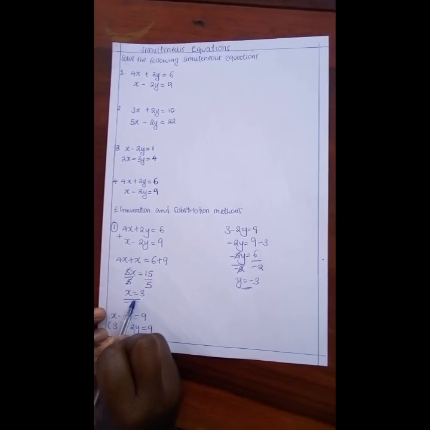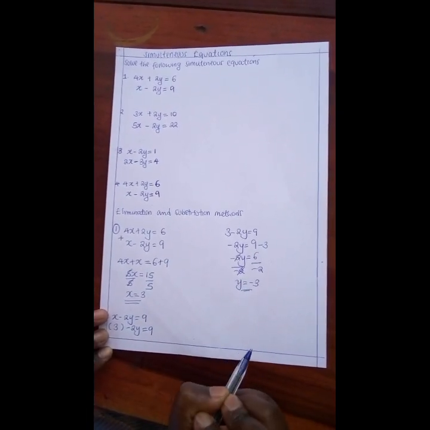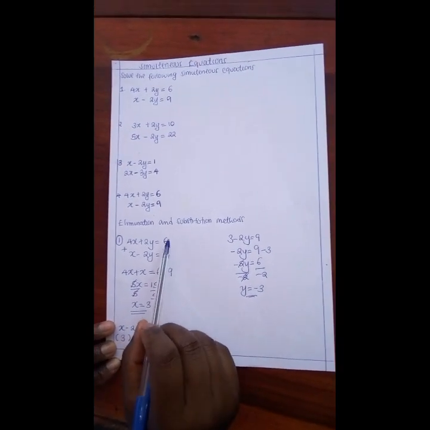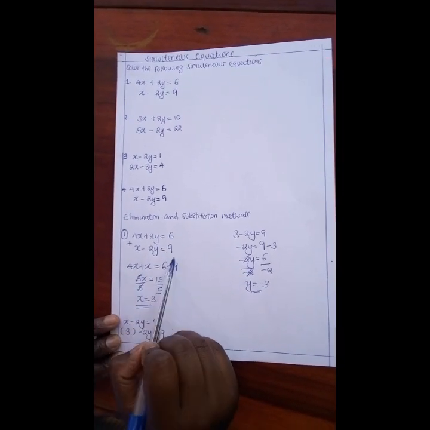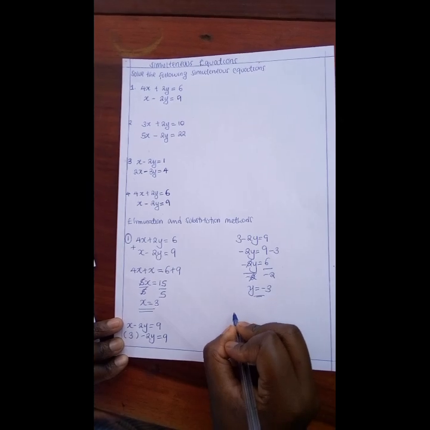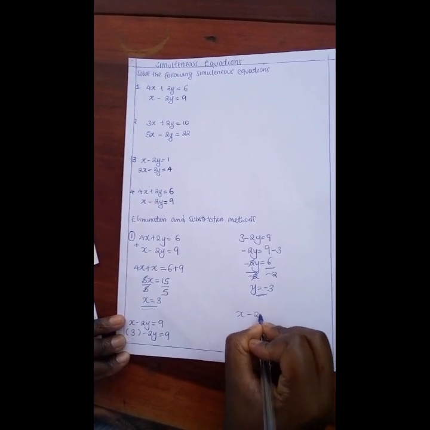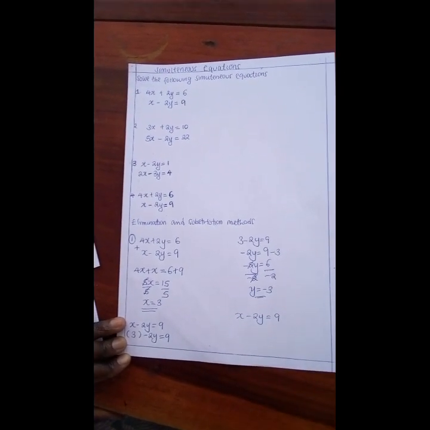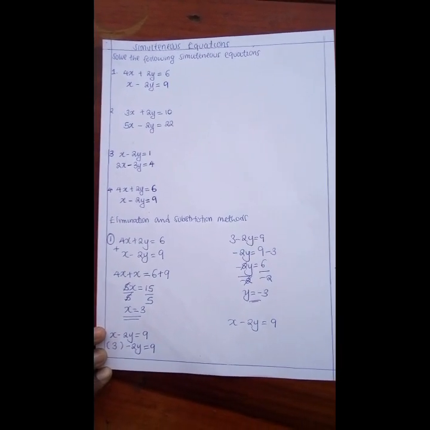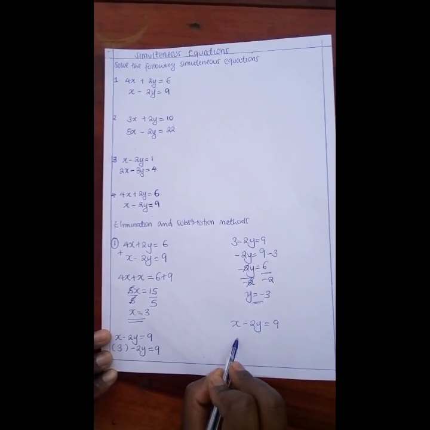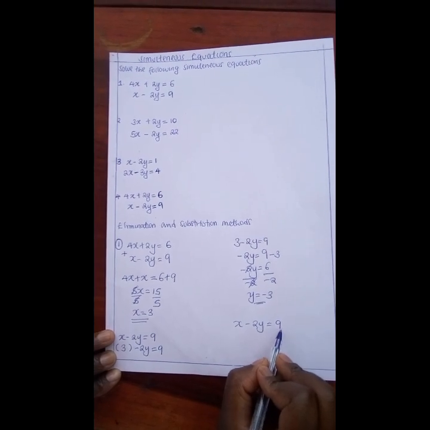So when you find your values, you have to check to ensure that they are correct. So how do you do that? You go to your original equations. You pick either equation 1 or 2. So I'll pick equation 2. Equation 2 is x minus 2y equals 9. So you substitute the values of x and y and ensure that the answer on your left should be 9, equivalent to the answer that's already here.